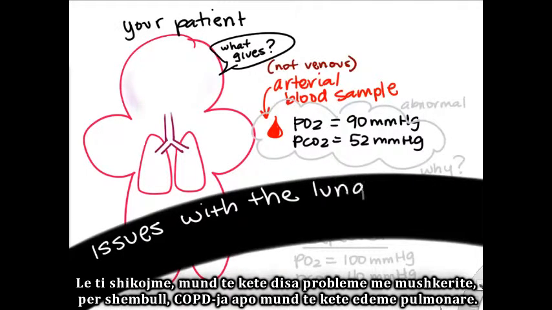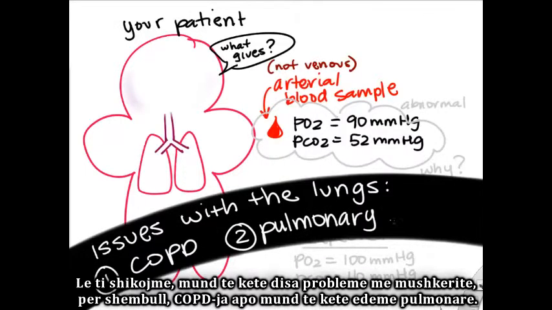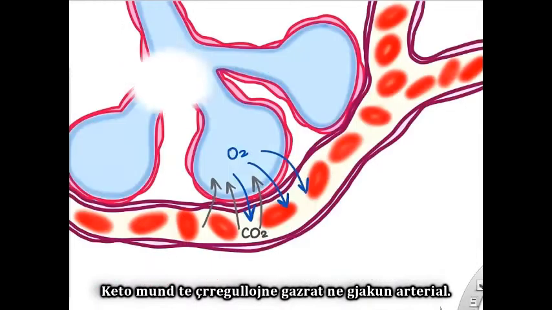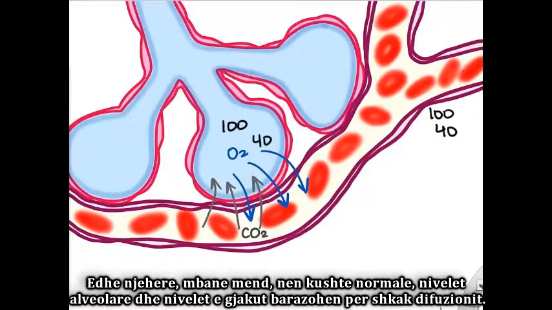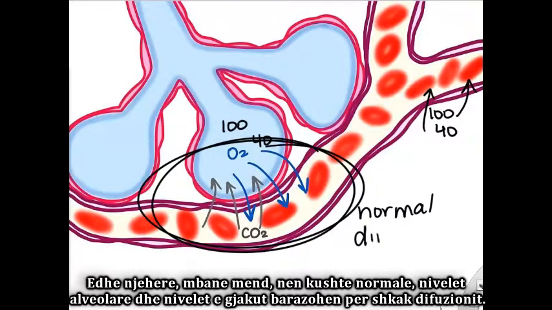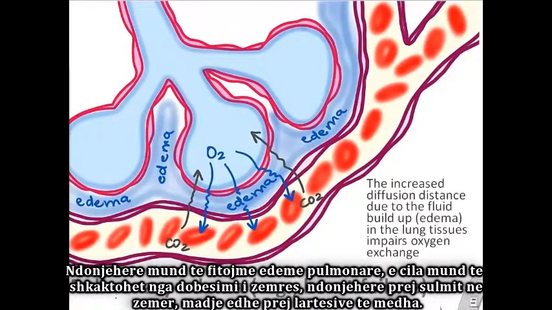Some of the issues could be with your lungs, for example, COPD, or you might have pulmonary edema. These can mess up your arterial blood gases. So again, remember, under normal conditions, the alveolar levels and the blood levels equalize because of diffusion. So sometimes you can get pulmonary edema. It can be caused by heart failure, sometimes a heart attack, even high altitude.